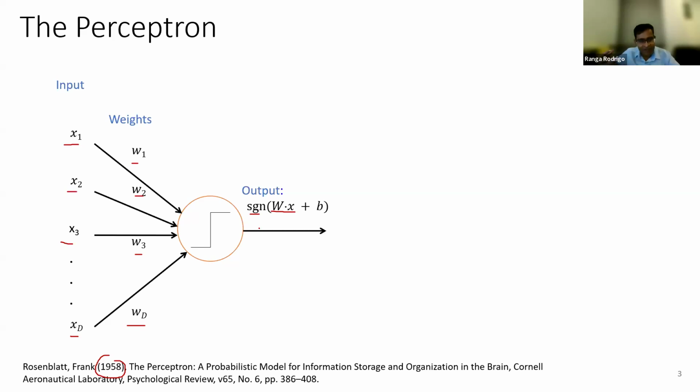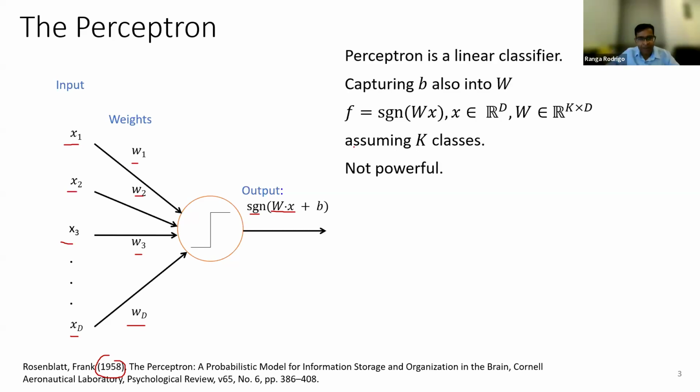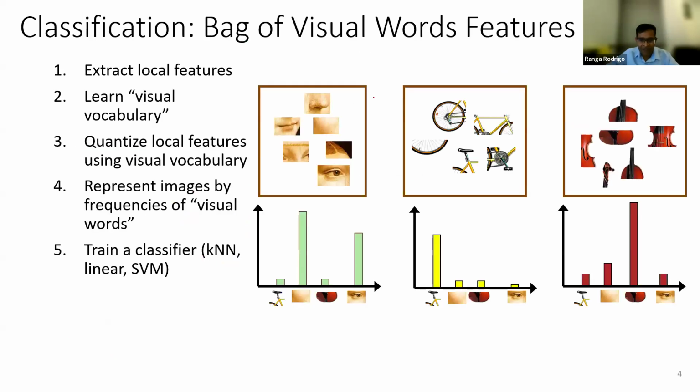So this is called a binary classifier, but it is a linear classifier because you can see it is wx plus b, it's just a straight line. If you capture b also into w, we can write sign(Wx). X is d-dimensional, W is K times d-dimensional, assuming K classes. It's not a powerful classifier.